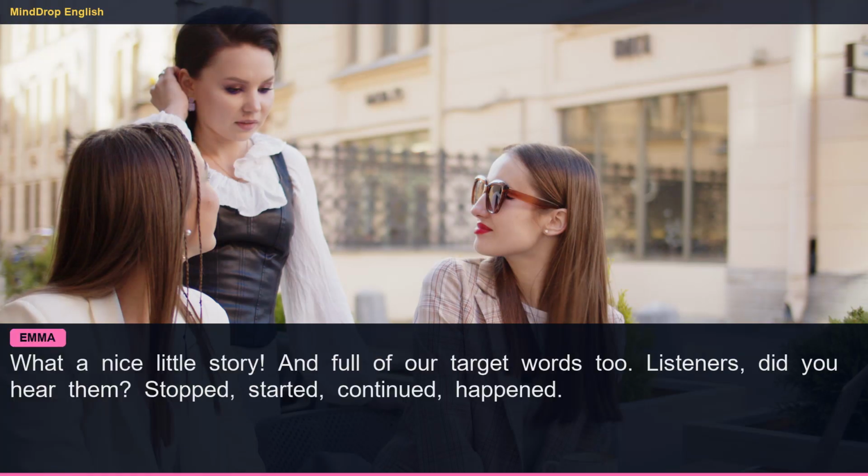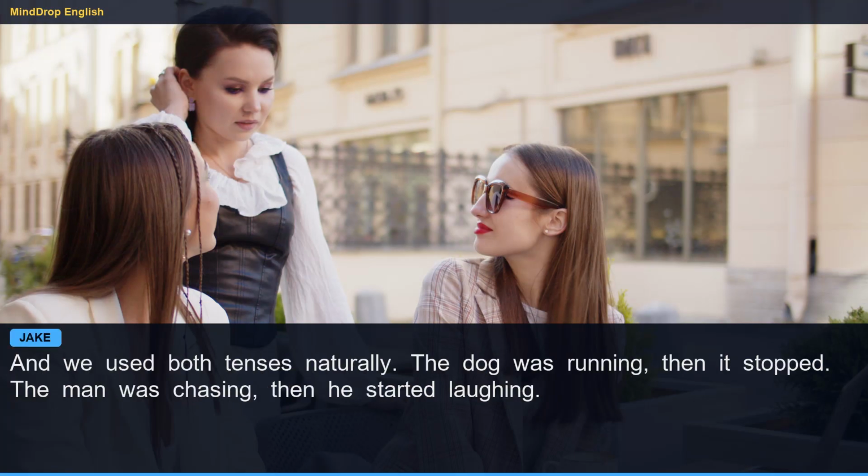And full of our target words too. Listeners, did you hear them? Stopped, started, continued, happened. And we used both tenses naturally. The dog was running, then it stopped. The man was chasing, then he started laughing. Beautiful storytelling. Now let's look at our vocabulary words more closely.